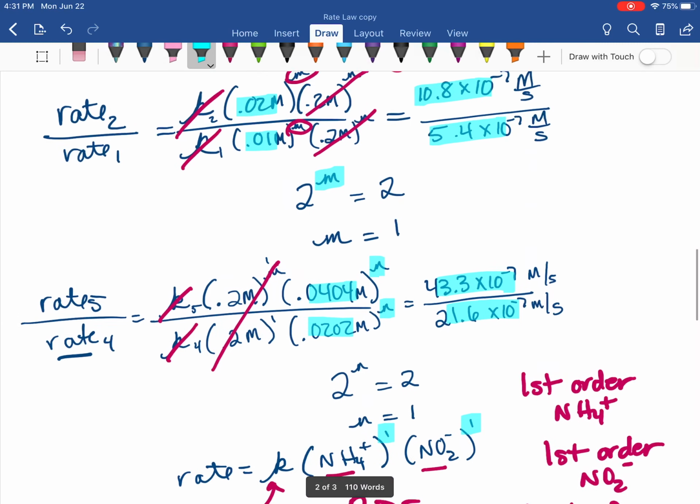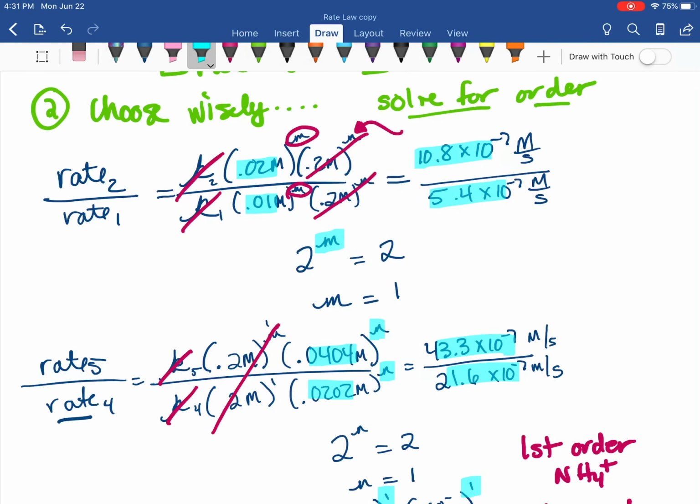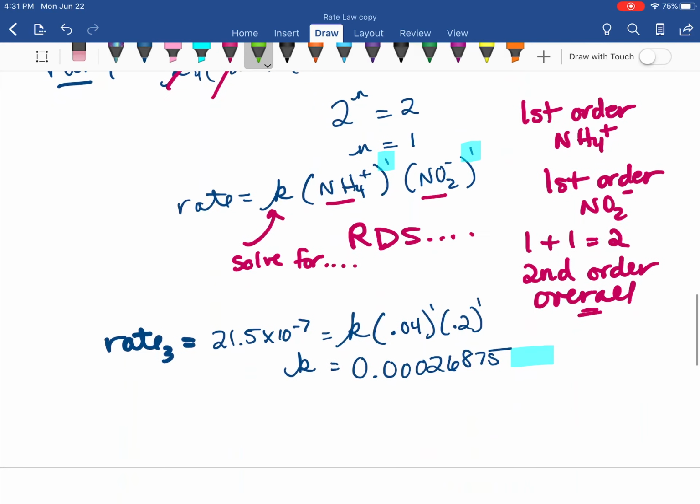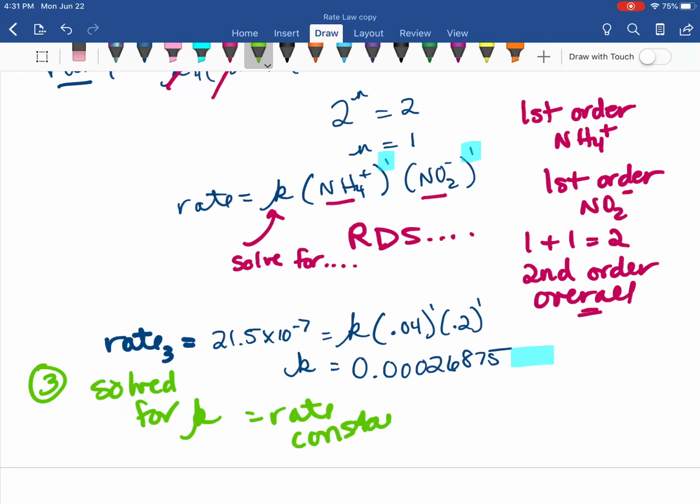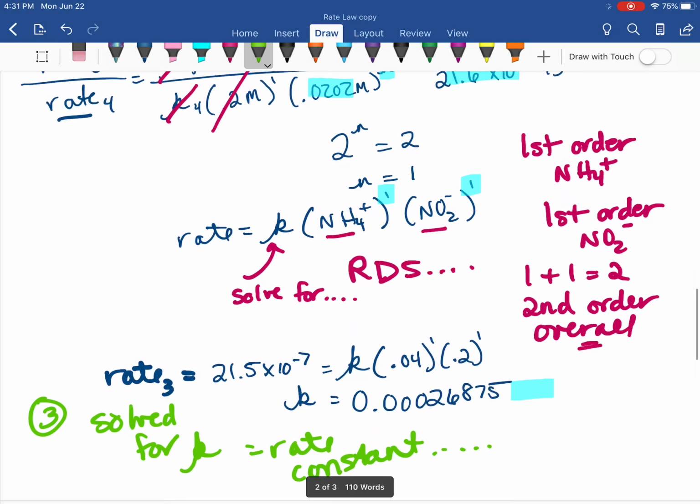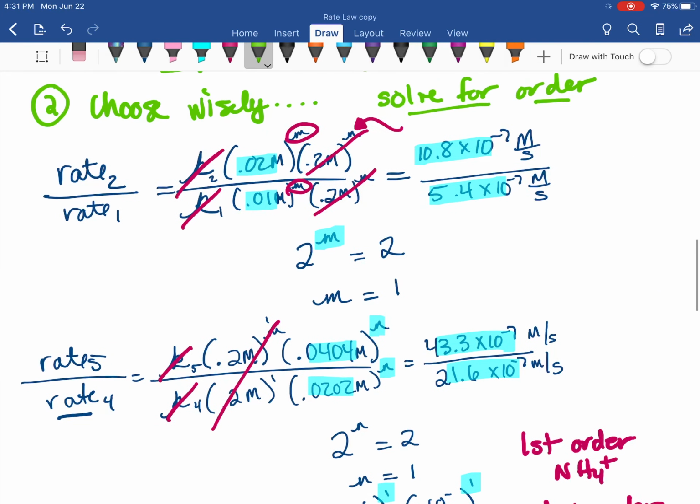It's not too bad if you choose wisely and solve for order. And then what did we do next? Then number 3, we solved for that K, which is our rate constant. So if you're savvy like me, what's your test question? You ask the rate constant, because you have to figure out everything before you can solve for your rate constant. So it forces you to do that whole problem.